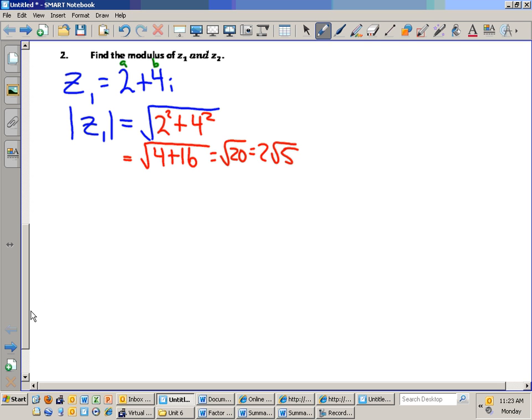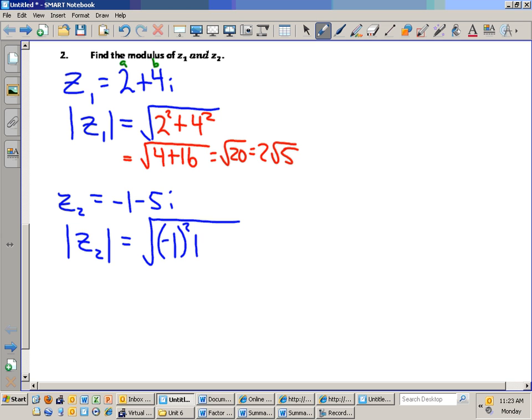Okay, we do a similar thing for z sub 2. Yep, z sub 2 is equal to negative 1 minus 5i. So the modulus is the absolute value of z sub 2, which is the square root of negative 1 squared plus negative 5 squared, which is the square root of 1 plus 25, which is the square root of 26. And that's it.